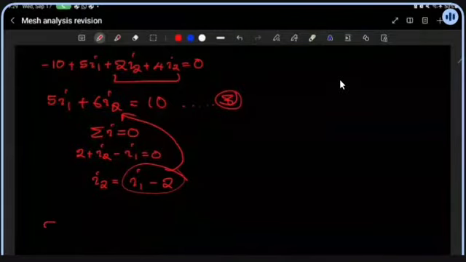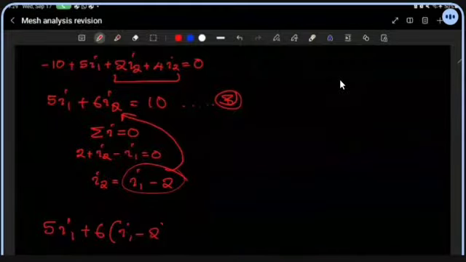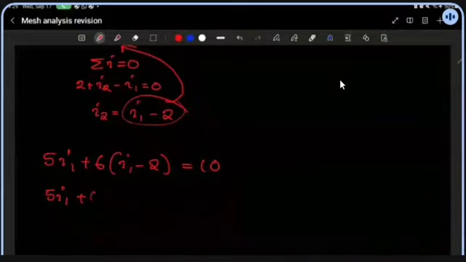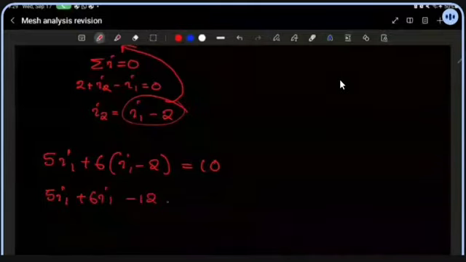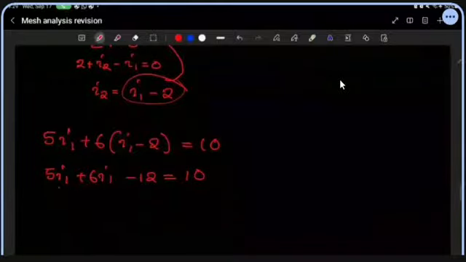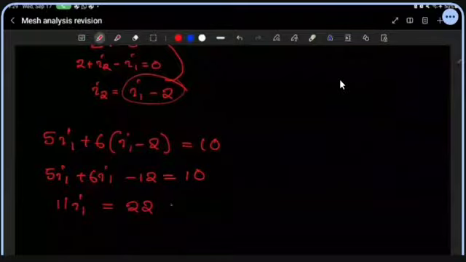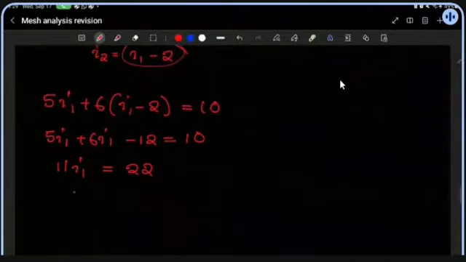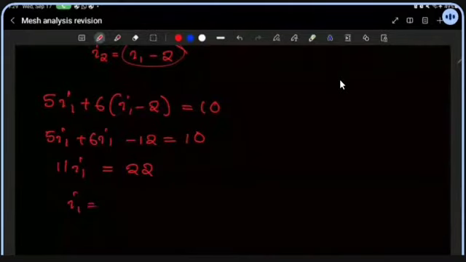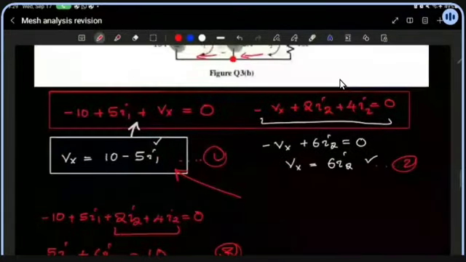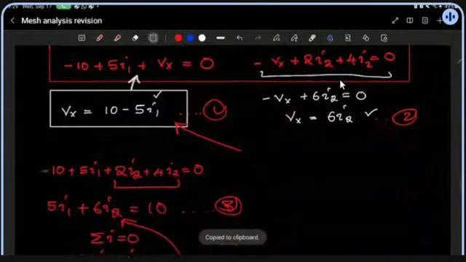So I'll have 5I1 plus 6 times I1 minus 2 is equals to 10. So this is 5I1 plus 6I1 minus 12 is equals to 10. This is 11I1 is equals to 22 when the 12 crosses. Divide both sides by 11, you get I1 is equals to 2 amps. Now that we have I1, remember, according to what we came up with, it becomes easy to now know what Vx is.